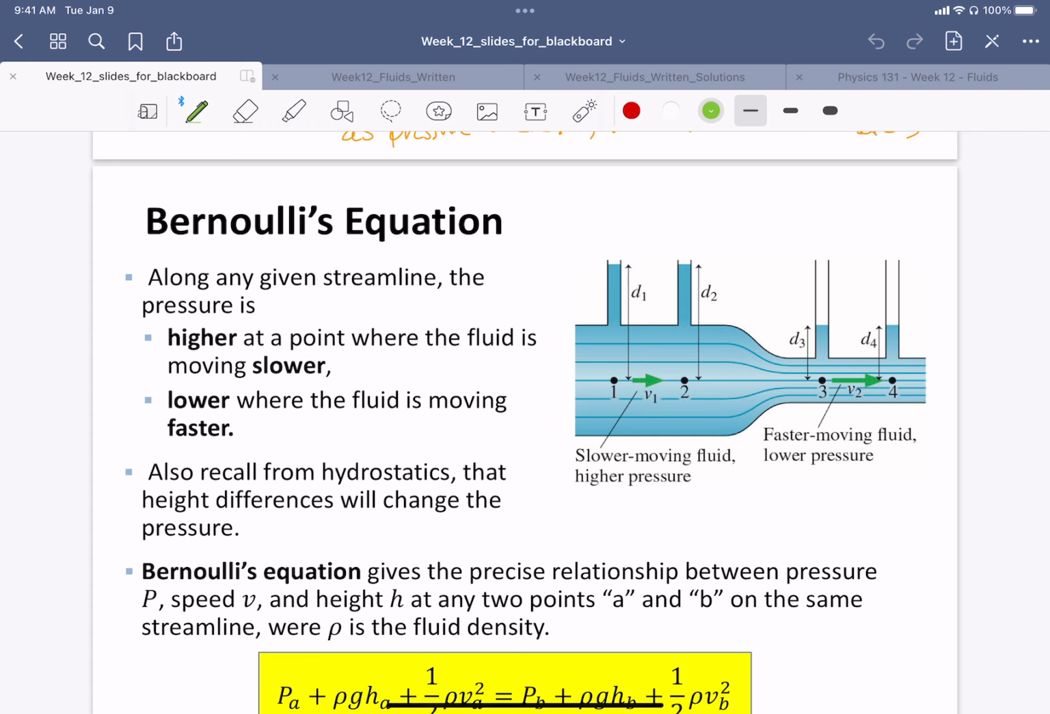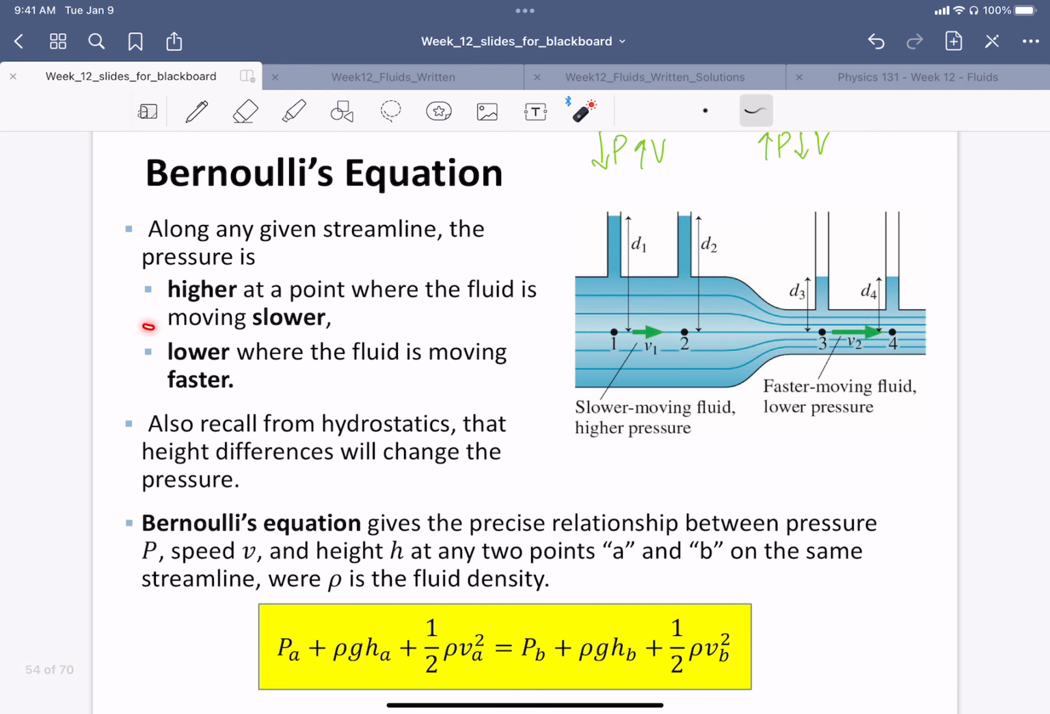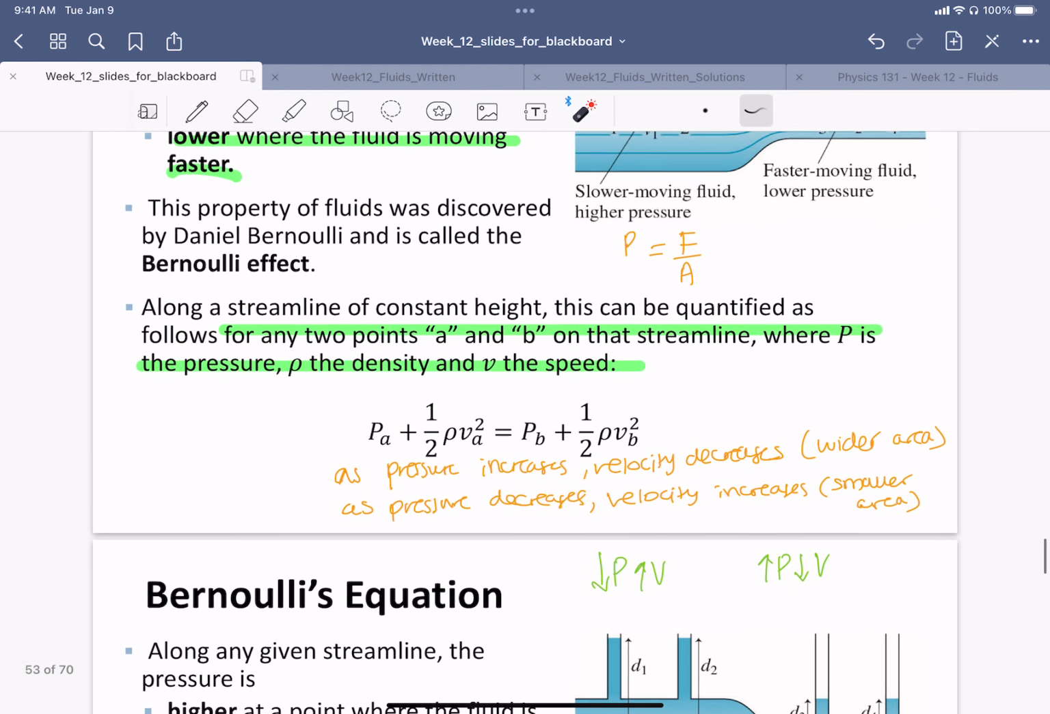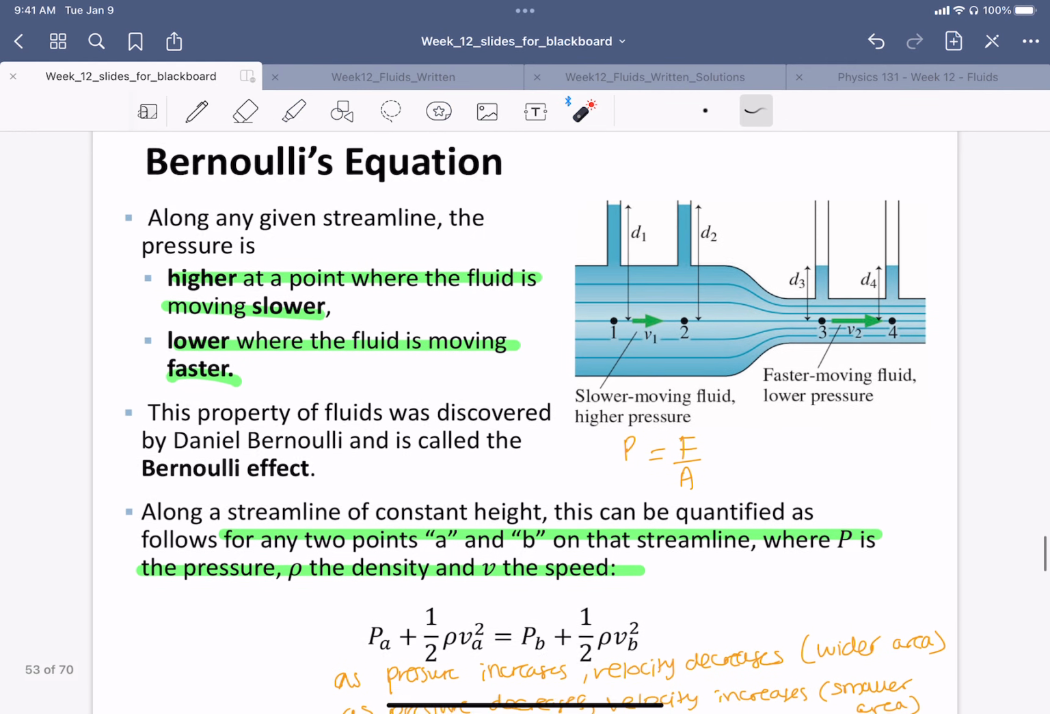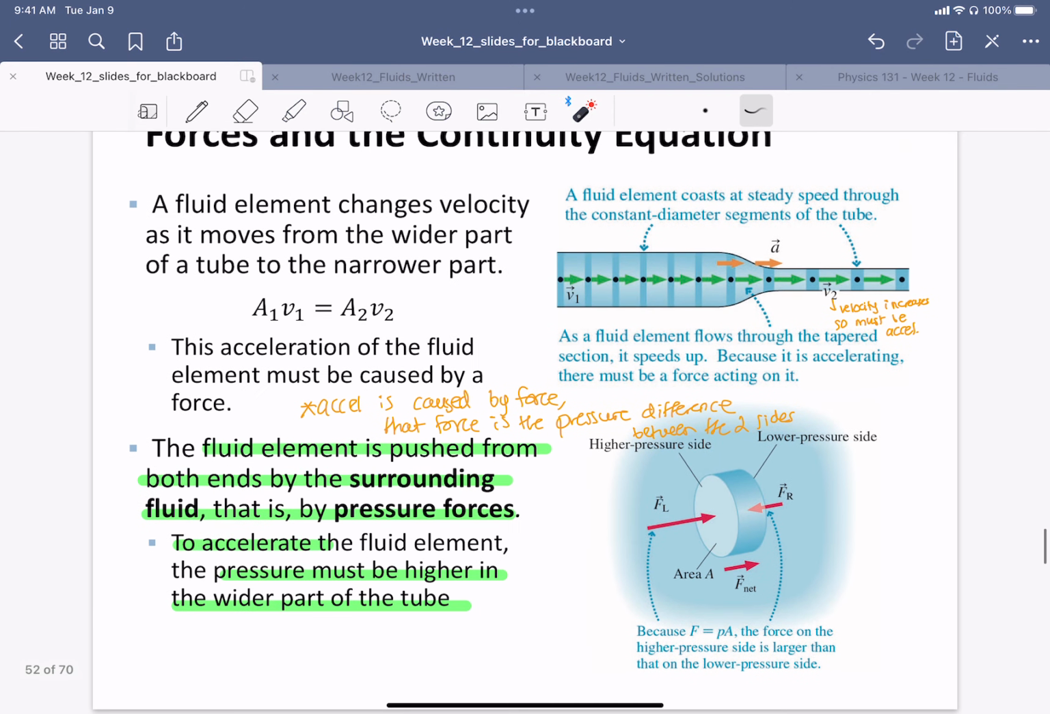Let me write that out again. So low P, high V, and then high P, low V. So it's kind of like an inverse deal. There's a slower moving fluid under high pressure conditions, and a faster moving fluid in a lower pressure condition. And this is a really important concept to know here. I would very much go over that. But yeah.